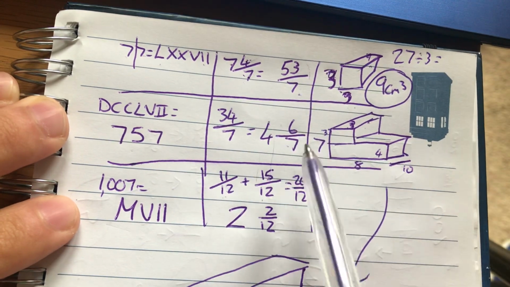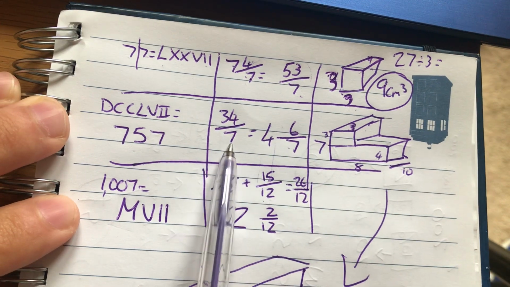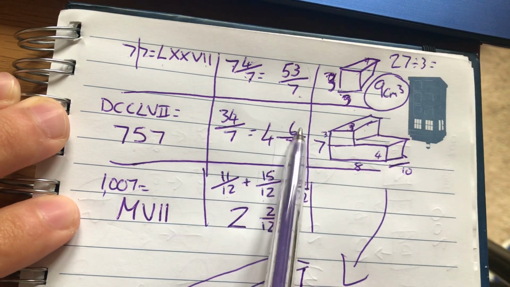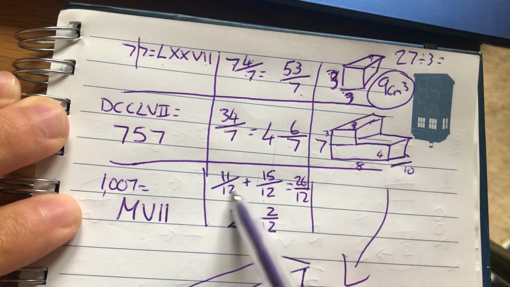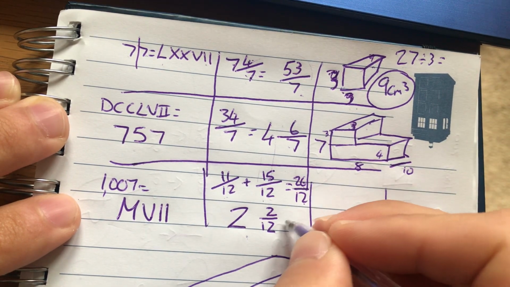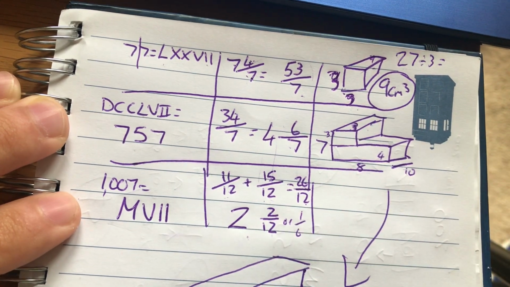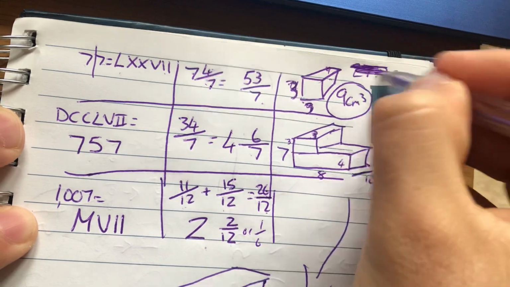So changing that to an improper, so how many 7 times 7, and then add the numerator. This one here, how many 7s into 34, 4 with 6 extras. And then making your improper, and then converting it to a mixed. And remember, you could also have 1/6, because you can halve both of those. On to this up here.